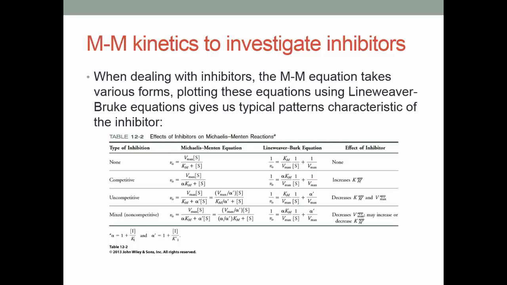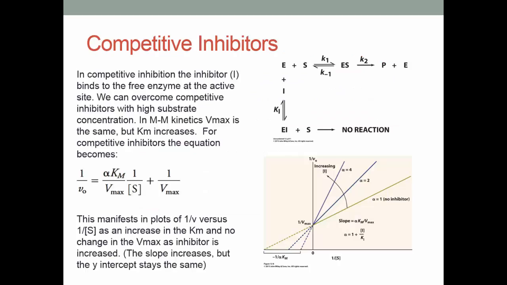For instance, with competitive inhibitors, we will see an increase in the apparent Km. With uncompetitive inhibitors, we will see a decrease in the apparent Km as well as a decrease in Vmax. While mixed inhibitors show a decrease in the apparent Vmax with variable changes in the apparent Km of either increasing or decreasing. Let's look a little closer at each type of inhibitor.